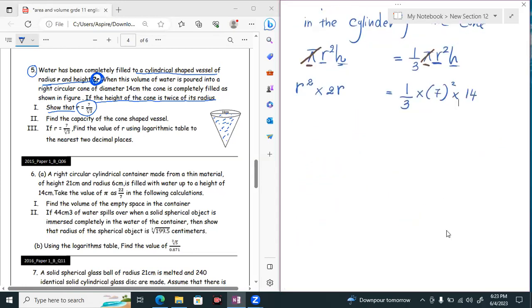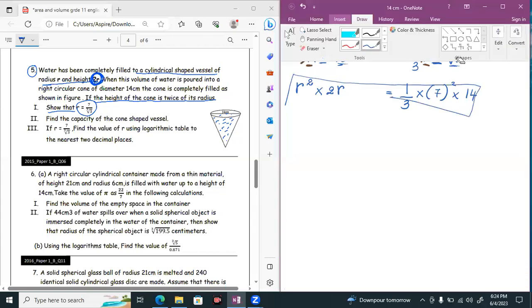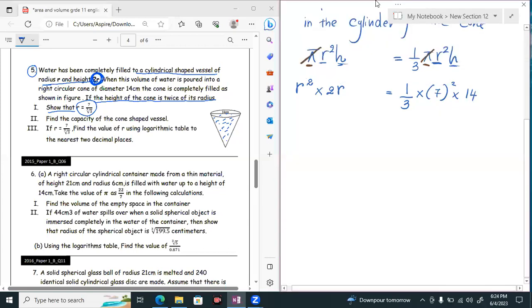Now what you have to do is, you can see in this formula, you can consider this as an equation. This consists of only r as the unknown term. The unknown term in this is only r, isn't it? So what should we do?